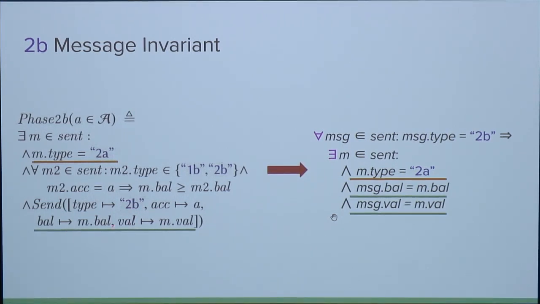Now, here you have that ACK is A, which is this, and bal and val are m.bal and m.val. And m is some 2A message, and I'm just copying its contents. That's it. So from that, I can write that for this particular 2B message, there must exist a 2A message with this. Pretty easy. And if this is the only action which generates 2B messages, then I can say for all. Pretty simple, very obvious.